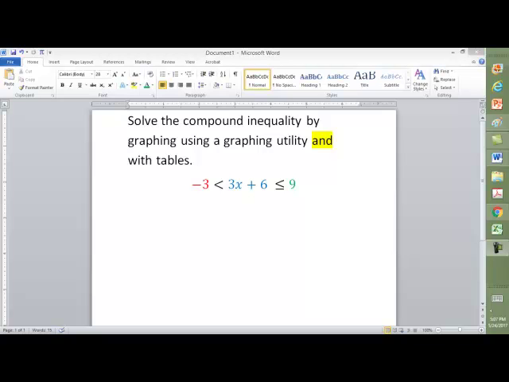Now notice I have things color-coded. The -3 is in red, and that is your left side of your equation. The compound inequality has three parts, a left side, a middle, and a right side. Each of those has to be graphed separately. This -3 is in red because when we go to Desmos, I'm going to have that graphed in red. And since it's going to be y equals -3 when we graph it, it'll end up being a horizontal line, because when y equals a number, that's always a horizontal line.